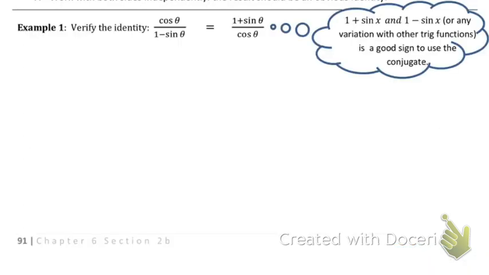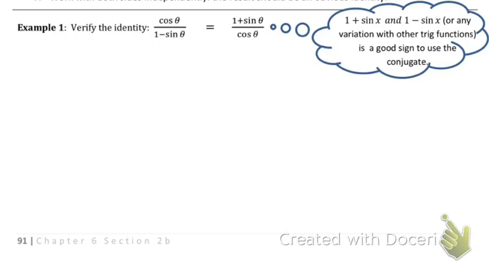All right, so our first one, and one that just pops up a lot, is using the conjugate. That's why we did it on Friday, and we're going to do it again today. If you ever see something like 1 plus sine x and 1 minus sine x, or any variation with any other trig function, like 1 plus cosecant, 1 plus cosine, it's always a good sign that you might have to use the conjugate. So it's a good idea to at least try the conjugate and see if it helps you. Well, on either side of this equation, we have 1 minus sine theta and 1 plus sine theta, so we can multiply by the conjugate on either side.